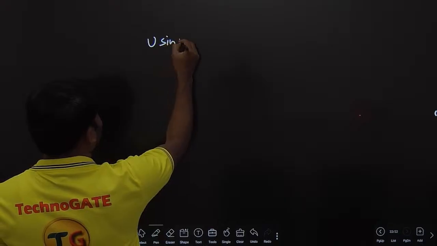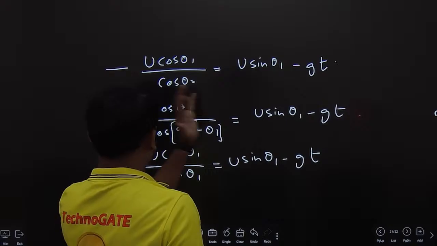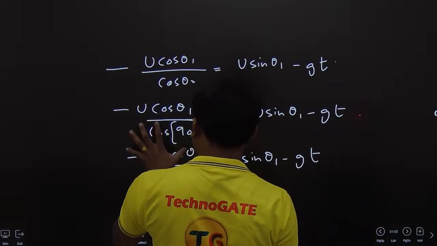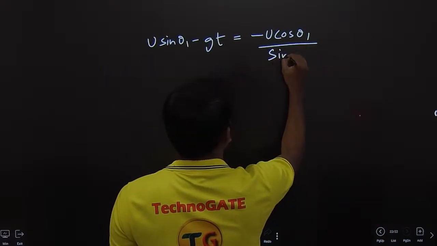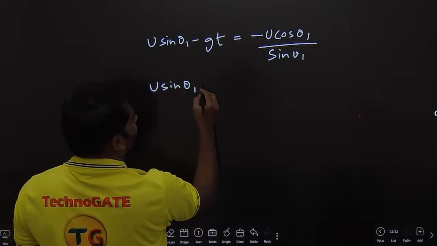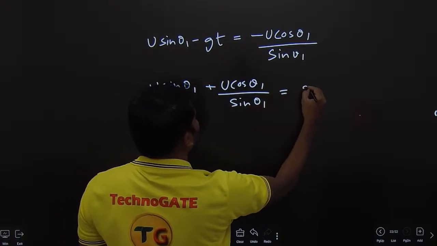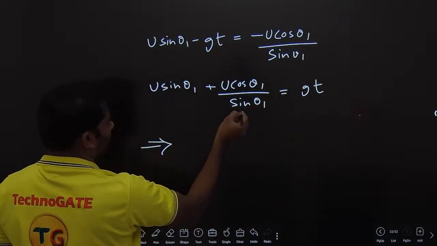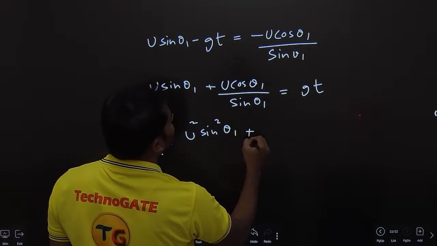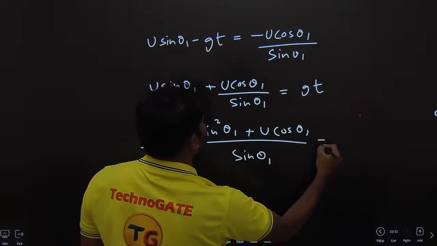U sin theta 1 minus gt is equal to this value, minus u cos theta 1 by sin theta 1. So we need time, right? So let me bring this to this side. U sin theta 1 plus u cos theta 1 by sin theta 1 is equal to gt. Okay, if you do this calculation, u square sin square theta 1 plus u cos theta 1 by sin theta 1 is equal to gt.